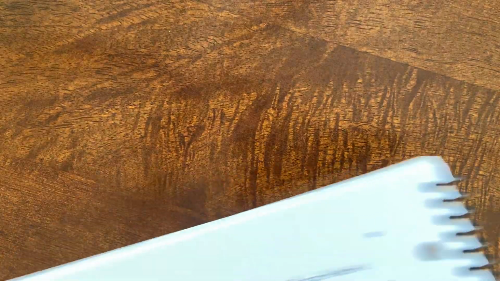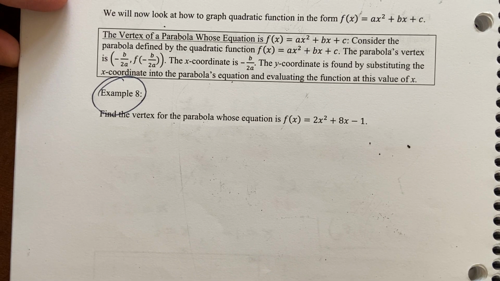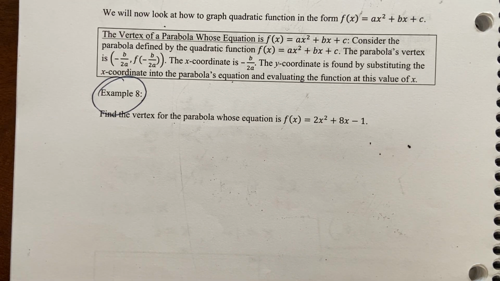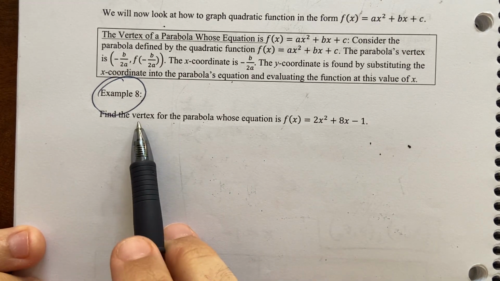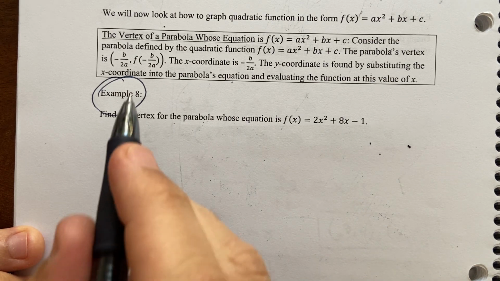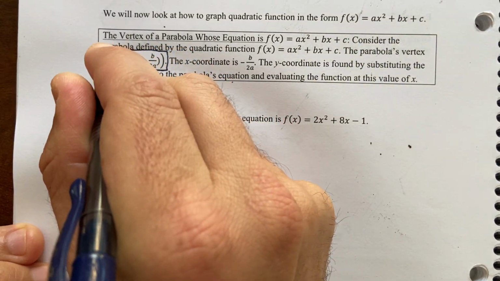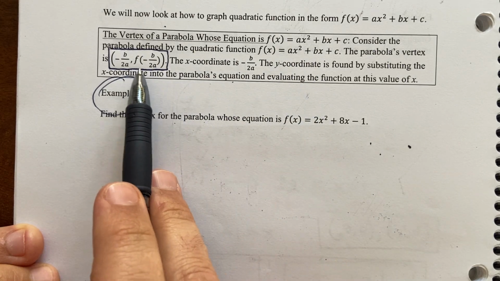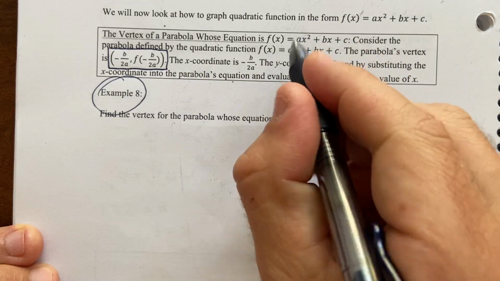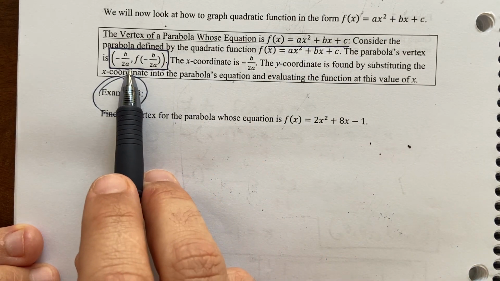I'm going to skip to page 100. So what if the equation is given to you not in vertex form? If you're being asked to find the vertex and your equation is not in vertex form, you still can find it by doing this right here. A lot of words, but really this is the thing we want. So to find the vertex of this quadratic, we do this.